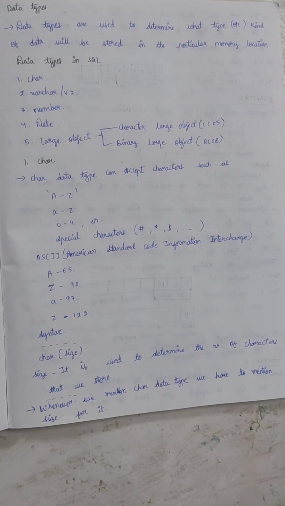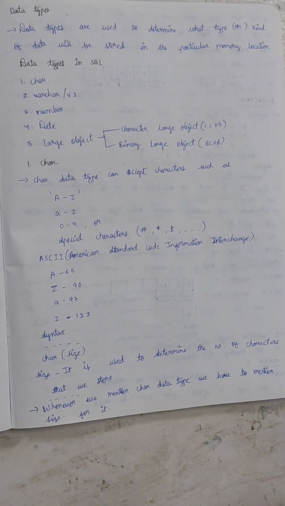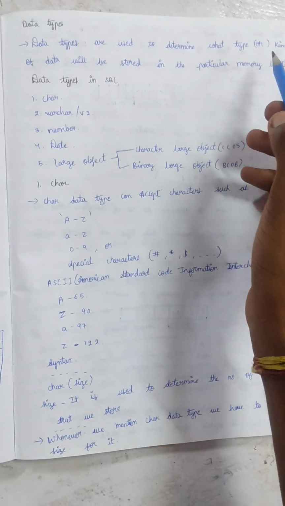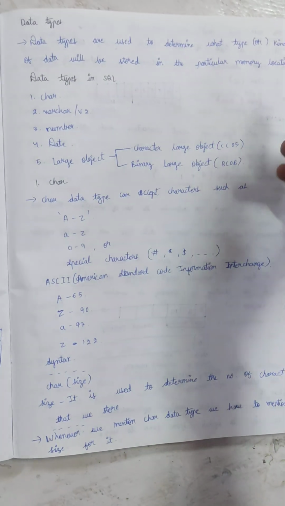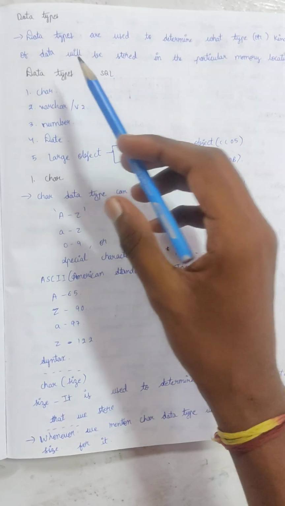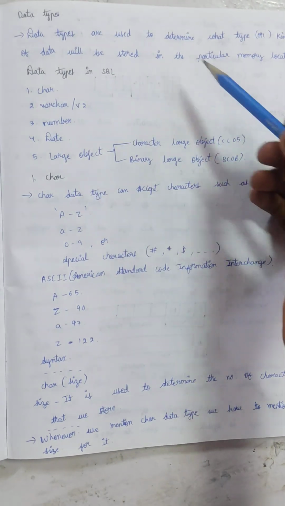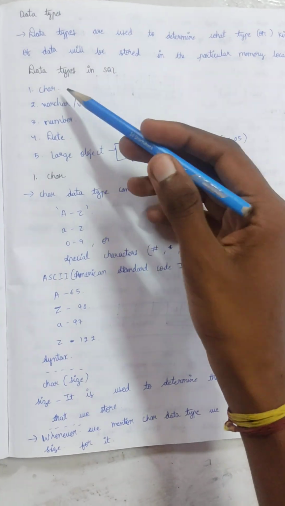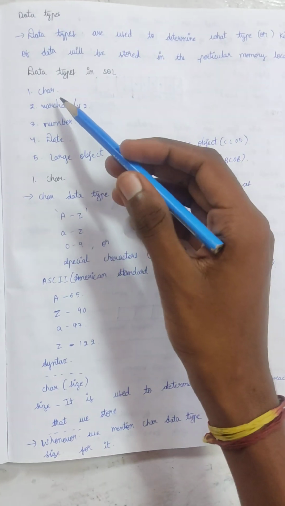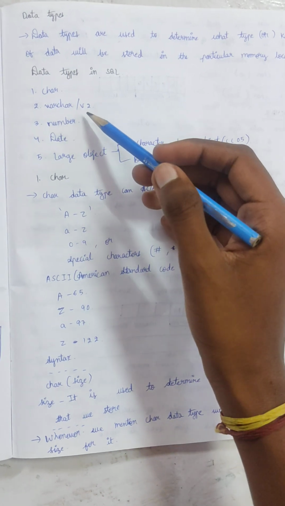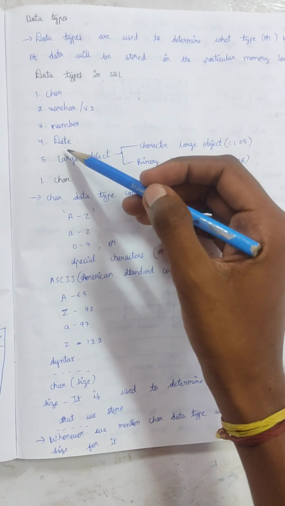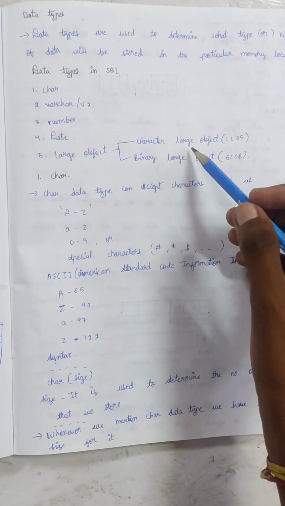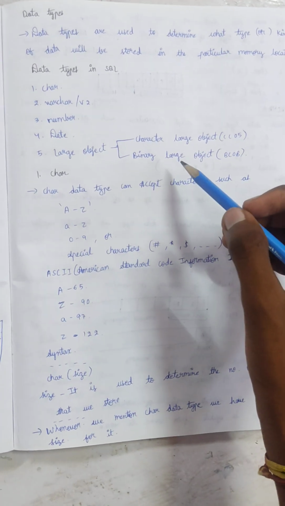Hello everyone. Today I am discussing data types in SQL. Data types are used to determine what kind of data will be stored in a particular memory allocation. It is used to specify the type of data we want to store in the memory. There are 5 types of data types in SQL: char, varchar or varchar2, number, date, and large object. Large object is again classified into 2 types: character large object and binary large object.